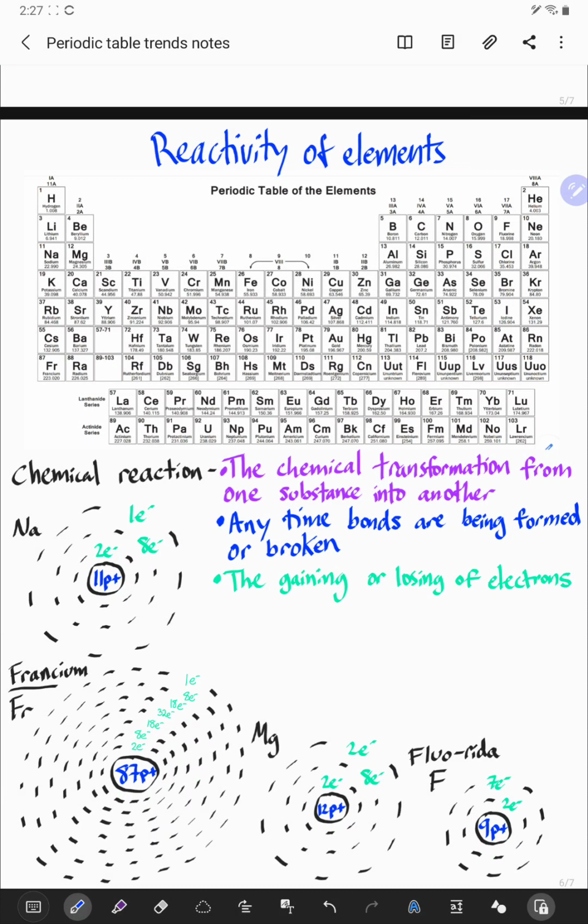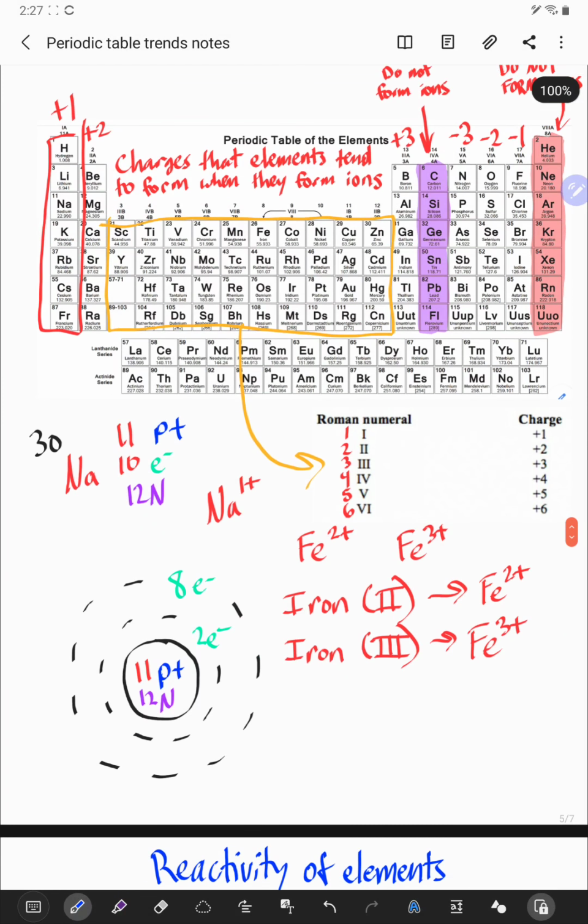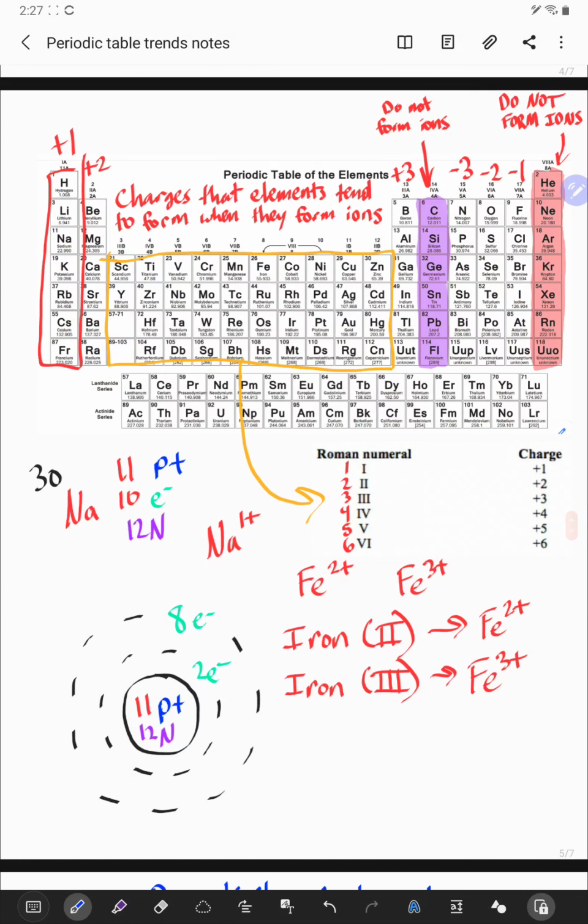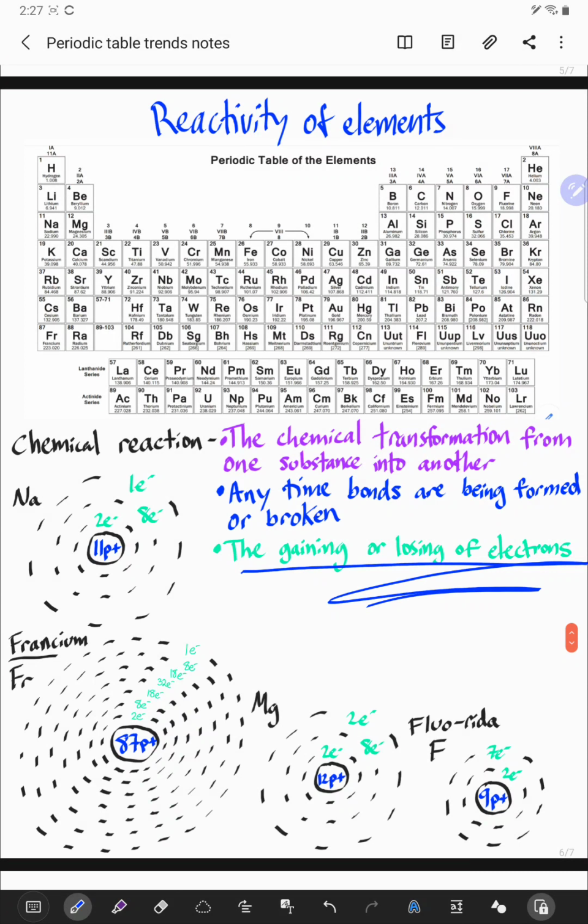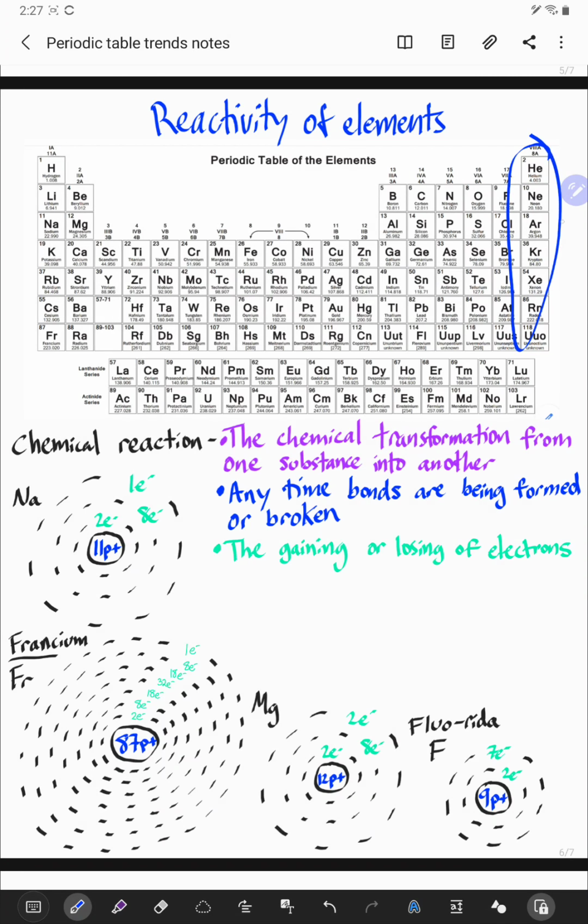So, looking at the periodic table, in the previous video we talked about the charges that elements tend to form when they form ions. And the purpose of forming these ions, of gaining or losing electrons, was so that they could get to 8 valence electrons. That's their entire purpose in life. They're not really living, but that's their purpose in life, to get to 8 valence electrons. So the purpose of gaining or losing electrons is to get to 8. These elements right here already have 8, and every other element is trying to get to 8.